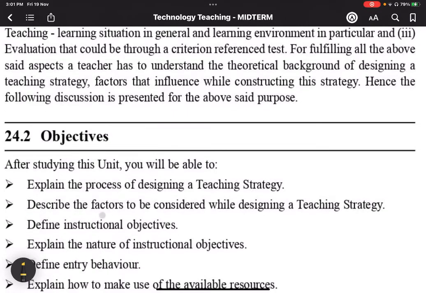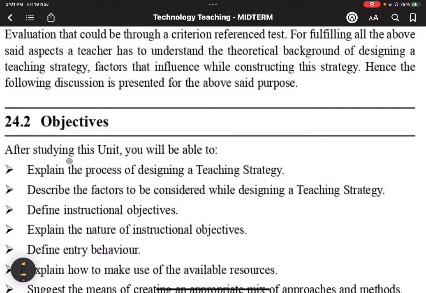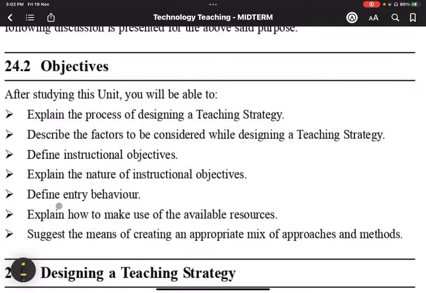Our objectives, after studying this unit, you should be able to explain the process of designing a teaching strategy, describe the factors, define instructional objectives, and you should be able to explain the nature of instructional objectives. You should also be able to define entry behavior and explain how to make use of the available resources. You should also be able to suggest the means of creating an appropriate mix of approaches and methods.